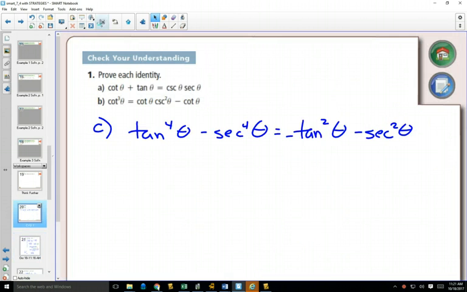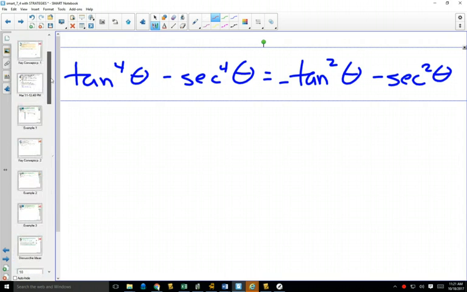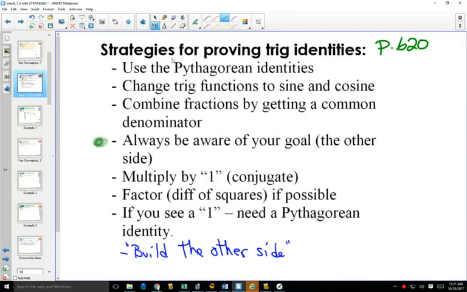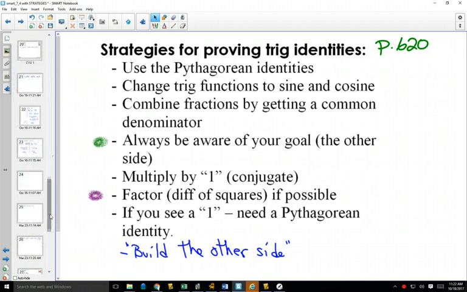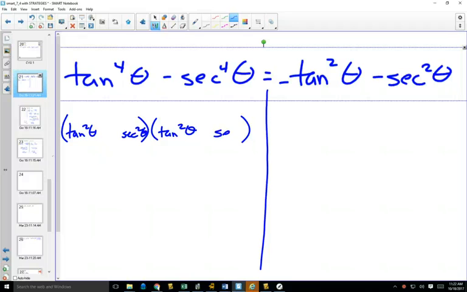And the third one that I added, I put this one in here so that you would recognize or begin to think of the following strategy, which is recognizing difference of squares. If you see a difference of squares, sometimes it's going to be very helpful to factor. So this one in particular would not be fun to do because of the powers of 4. But if you notice that the left-hand side is something squared minus something squared, you can factor it. And it can factor to tan squared and tan squared, secant squared and secant squared. One will be positive, one will be negative.